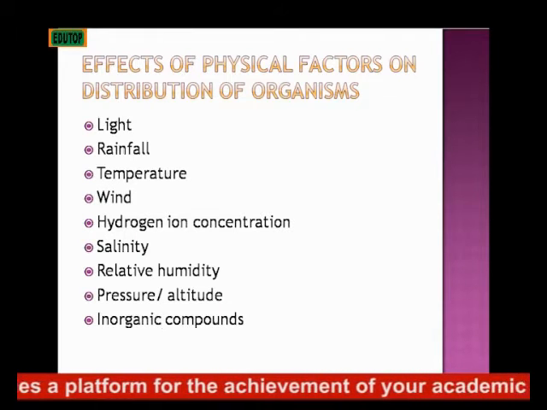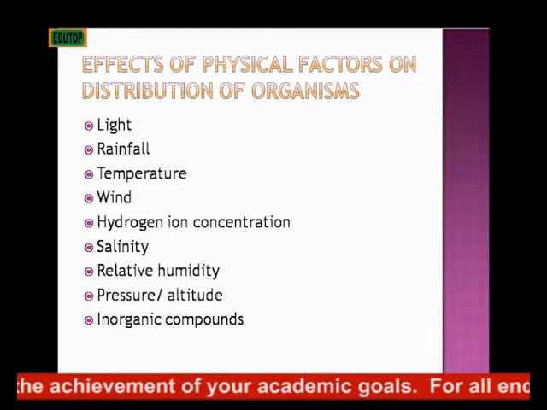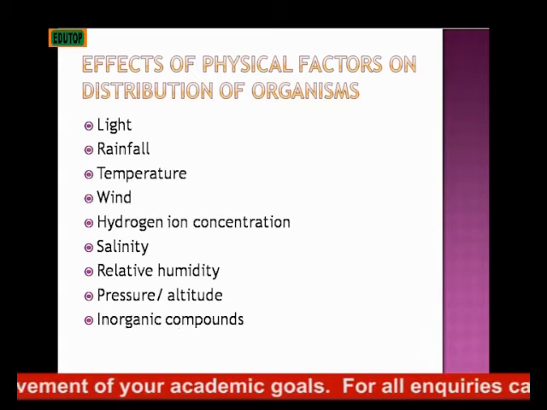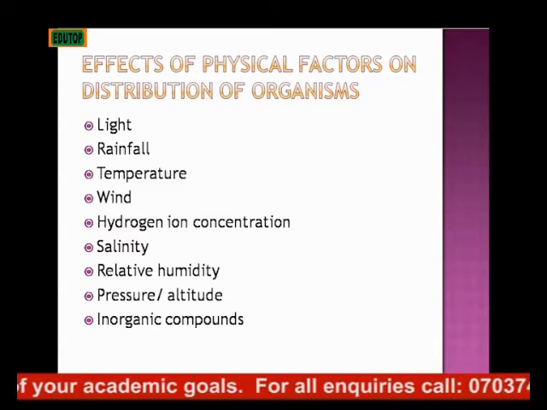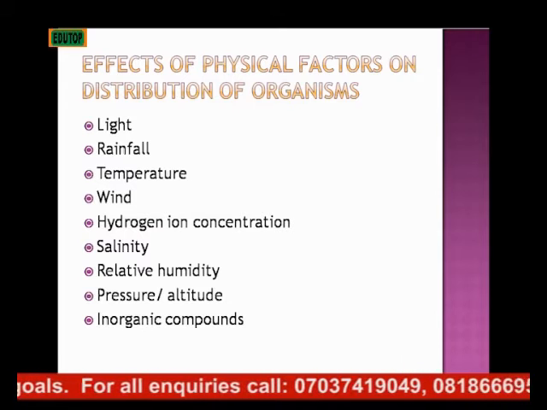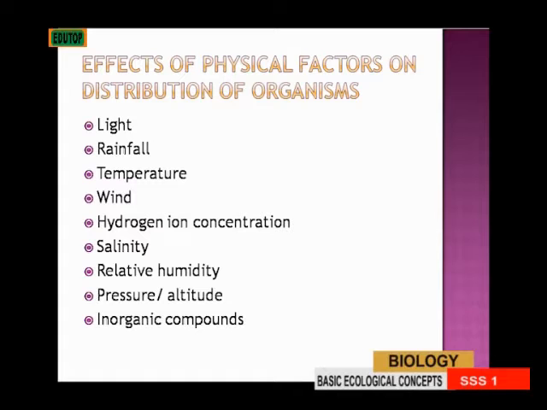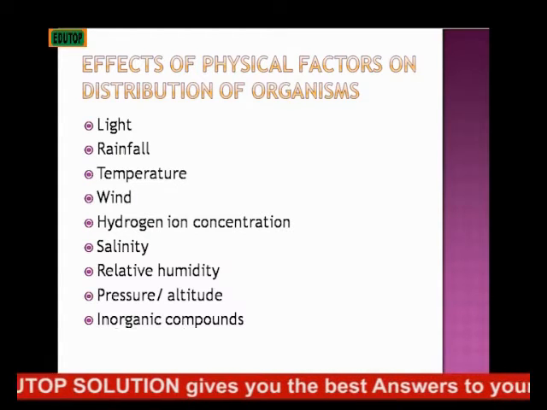Then the hydrogen ion concentration, that's the pH of the environment. For instance, in a particular soil, some plants will not grow in acidic soil. Some plants prefer acidic soil. So that's another factor that affects the distribution of organisms. Plants that don't survive in acidic soil, you won't find them there.